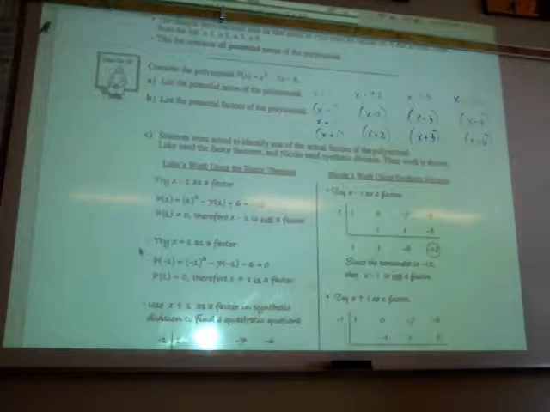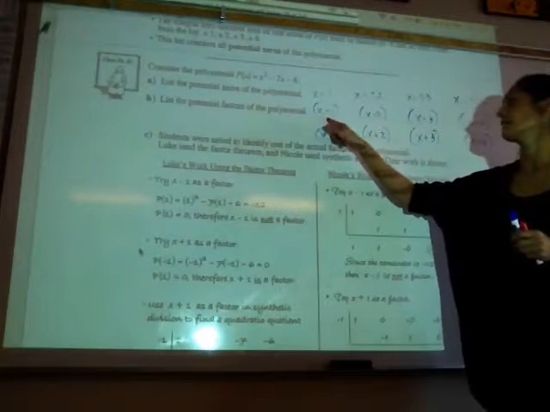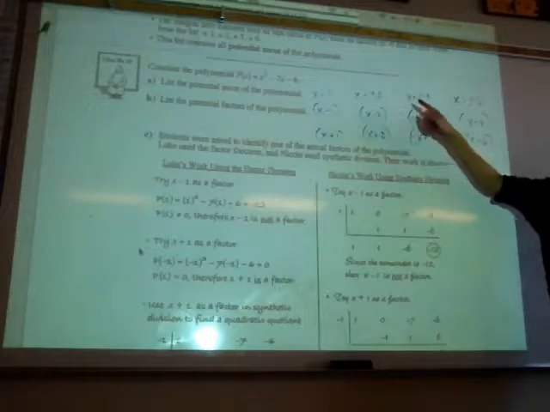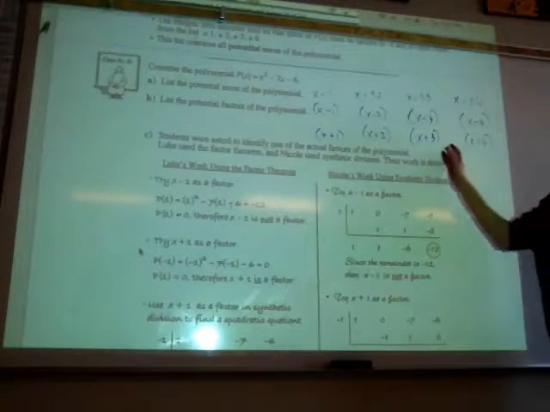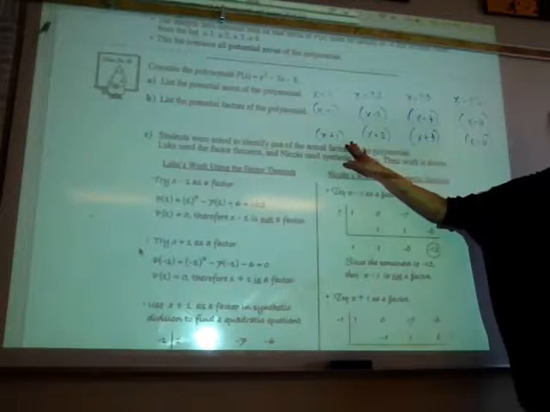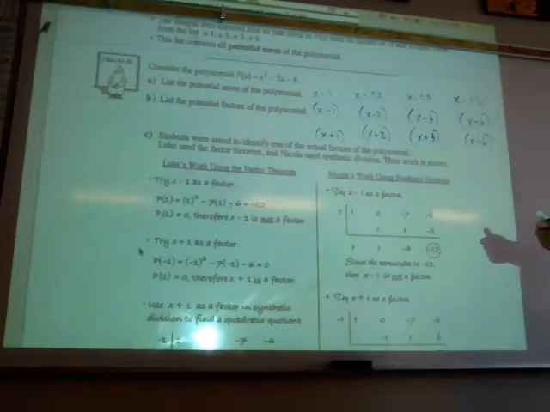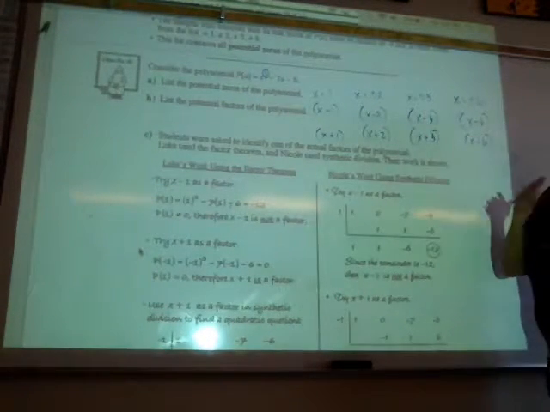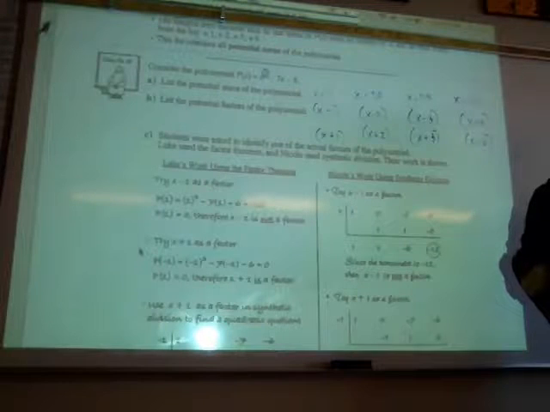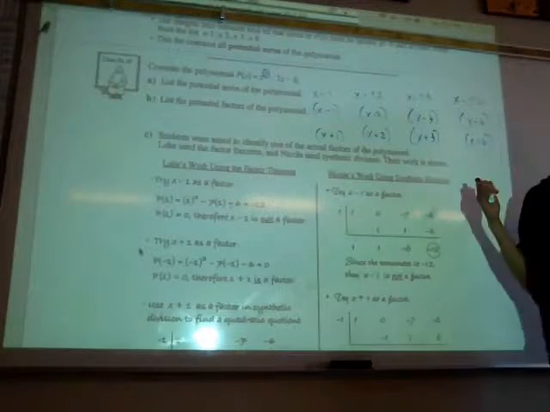Now tell me, would we use all of these factors? No, because if I multiplied x minus 1 times x minus 2 times x minus 3 times x minus 6 times the rest of them, I have 8 factors here. So x times itself 8 times gives me x to the power of 8. I only need x to the power of 3, which means how many of these factors will I actually use? 3 out of 8.